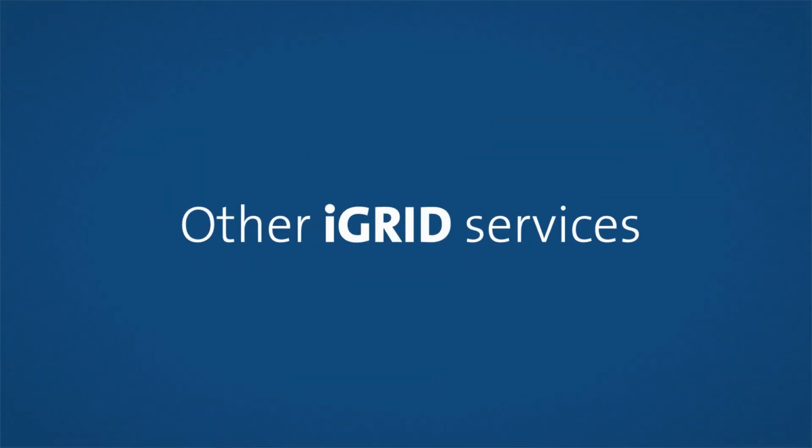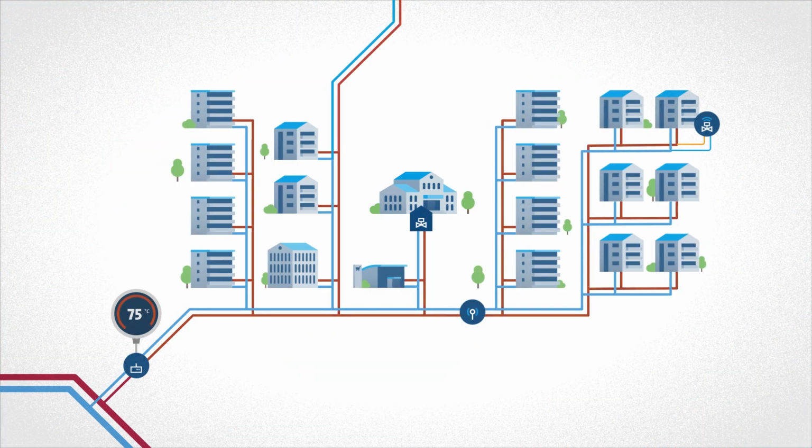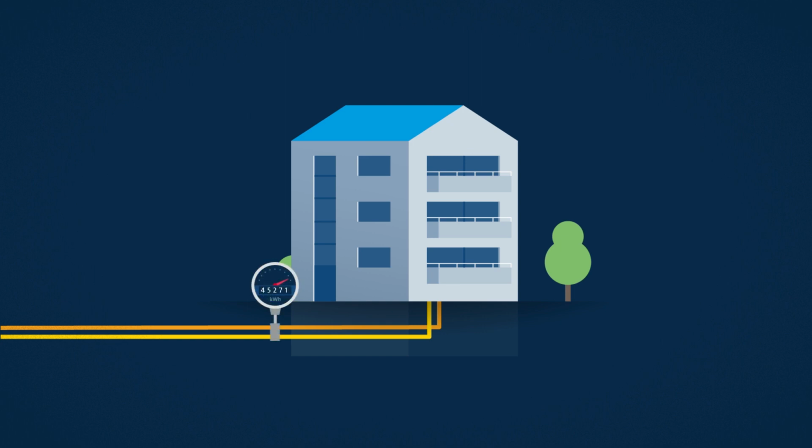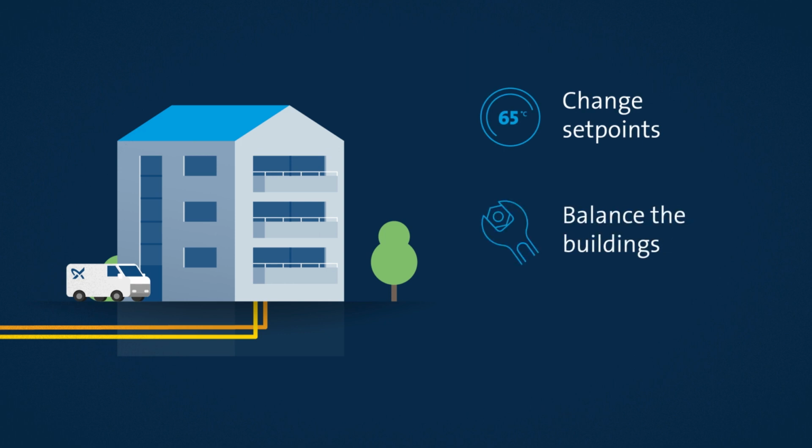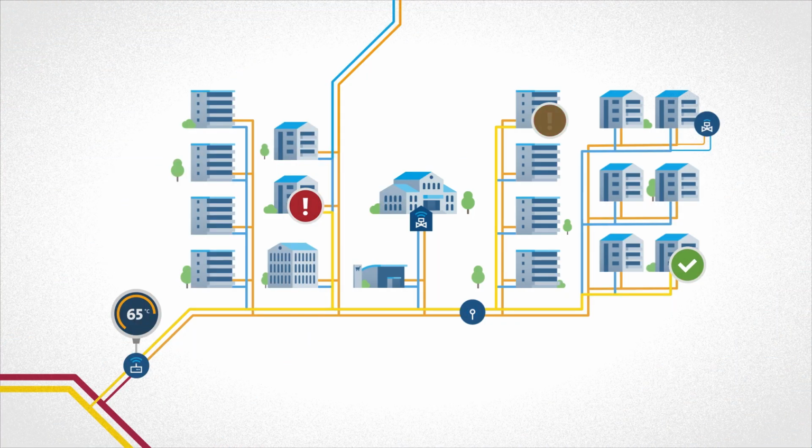Other iGRID services. Once the temperature is optimized within the given parameters in the zone, buildings might start demanding higher temperatures than what is currently being delivered, due to incorrect set points or poorly balanced systems. This results in high return temperatures and a high degree of unutilized heat energy. These buildings are easily identified by Grundfos, simply by giving us access to the meter data in the buildings. By changing set points, balancing these buildings, and maybe replacing a few components, the efficiency of the buildings is increased, and the return temperature to the district heating grid is lowered.